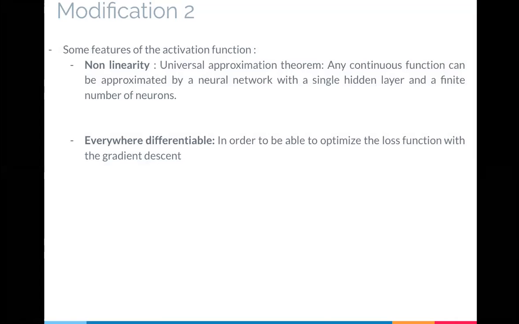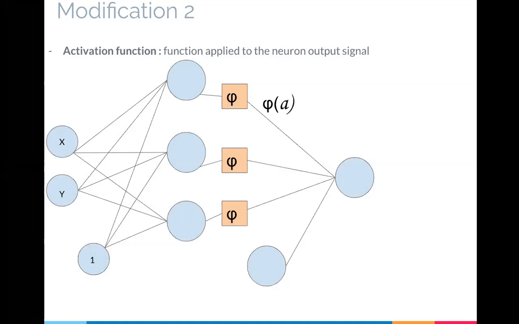There is a theorem called the universal approximation theorem, and it tells us that any continuous function can be approximated by a neural network with a single hidden layer and a finite number of neurons. So thanks to this activation function, we will be able to go from approximating any linear function to any non-linear function. So really, the activation function is a key component of neural networks.